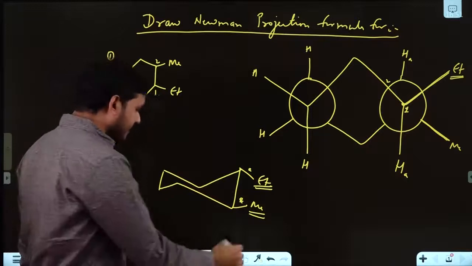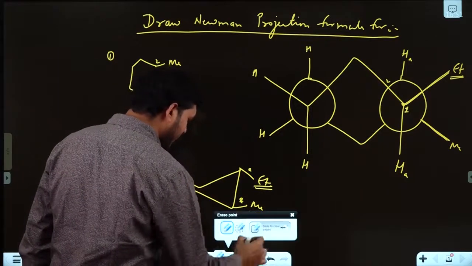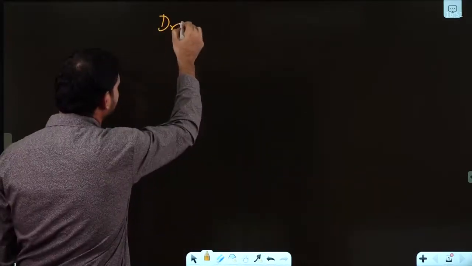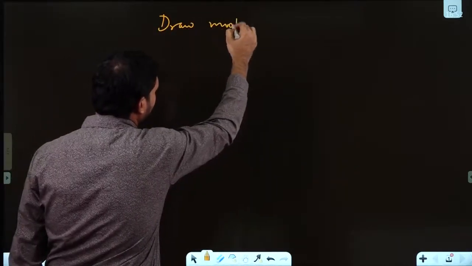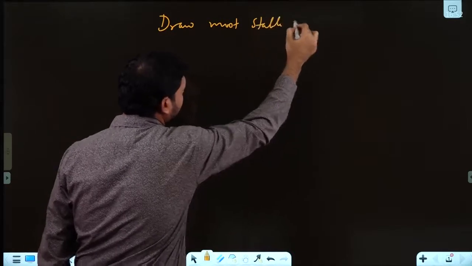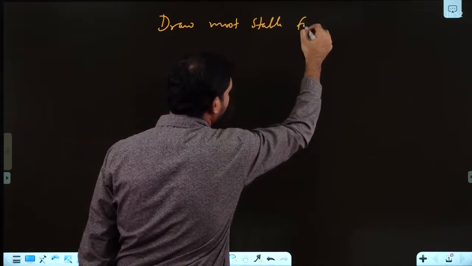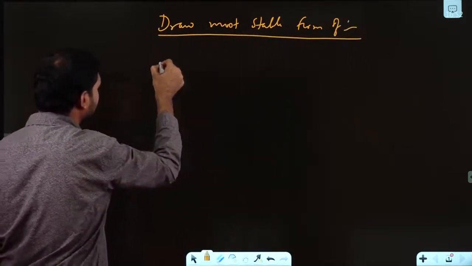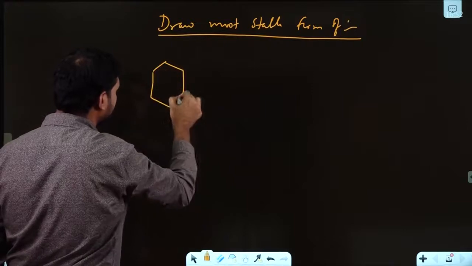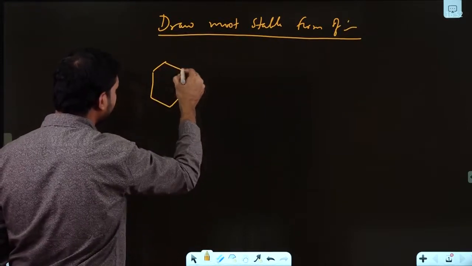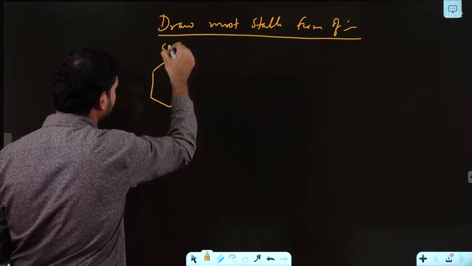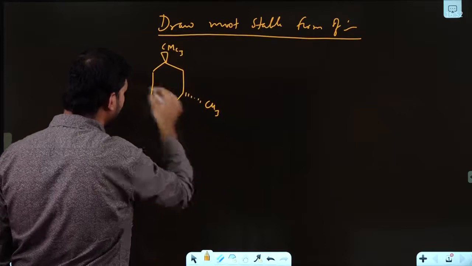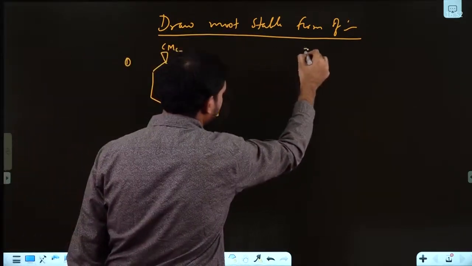Okay, so draw the most stable form of the first and second.